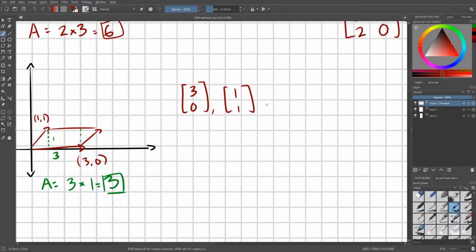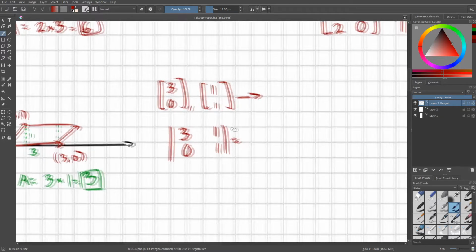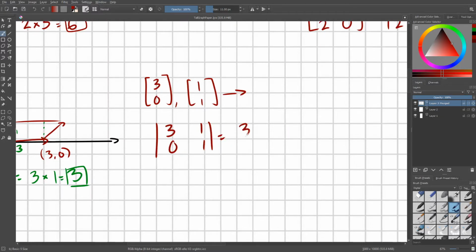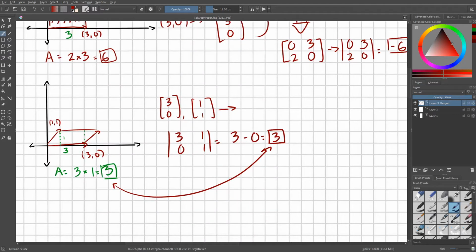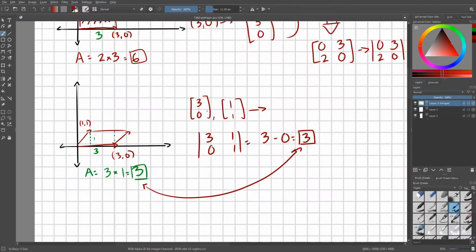Alright, let's calculate this determinant. I'm going to throw these vectors in a matrix and calculate this determinant. And what do you know? It's almost like we get an answer where the magnitude of this determinant equals the magnitude of the area that is spanned by those two vectors.